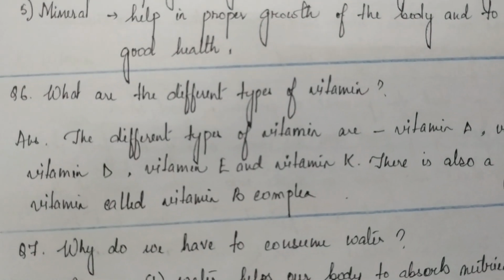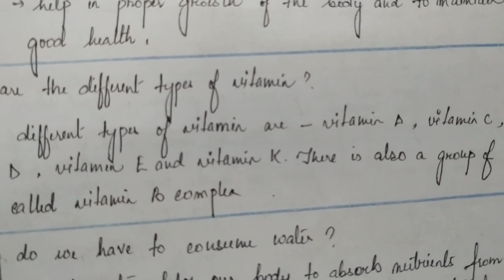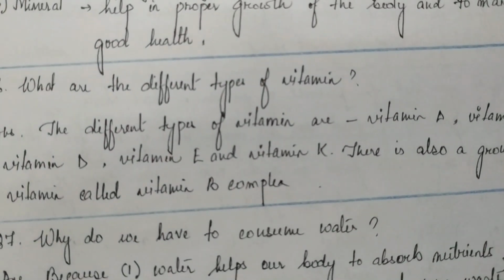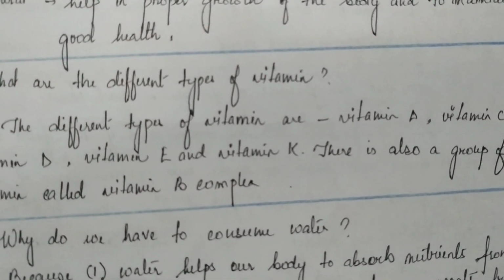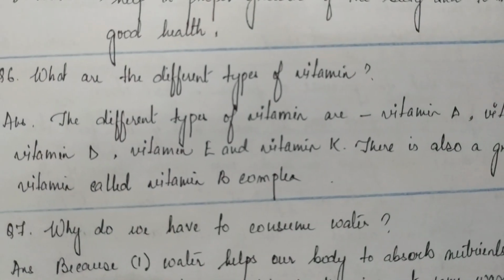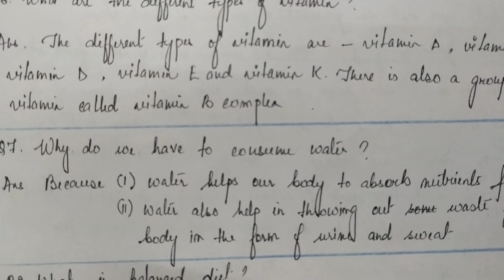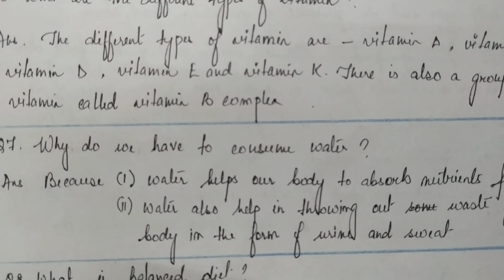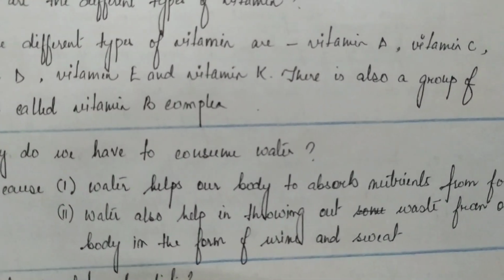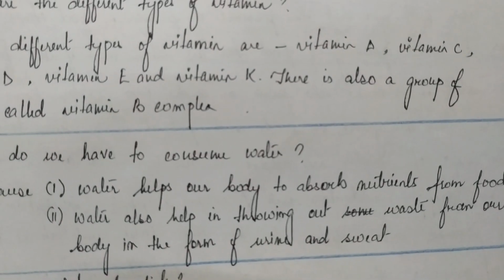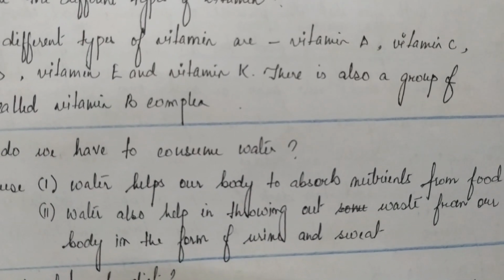What are the different types of vitamins? The different types of vitamins are vitamin A, vitamin C, vitamin D, vitamin E, and vitamin K. There is also a group of vitamins called vitamin B complex. Why do we have to consume water? Because water helps our body to absorb nutrients from food. Water also helps in throwing off waste from our body in the form of urine and sweat.